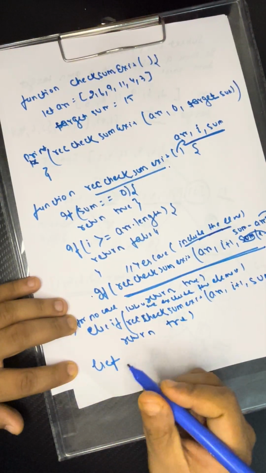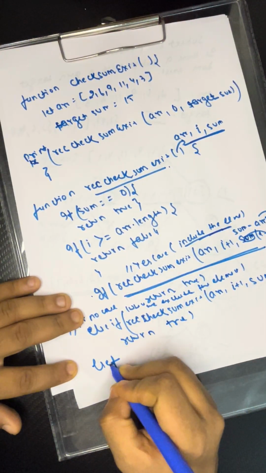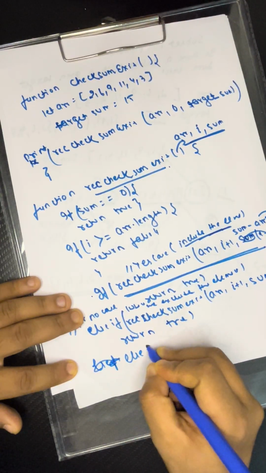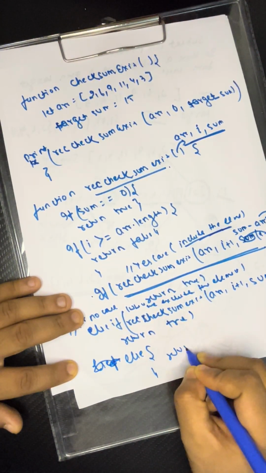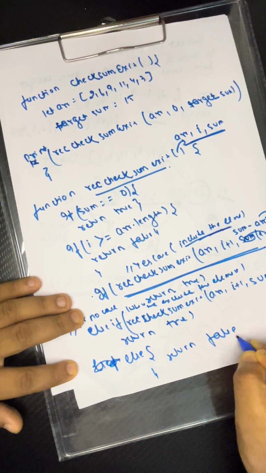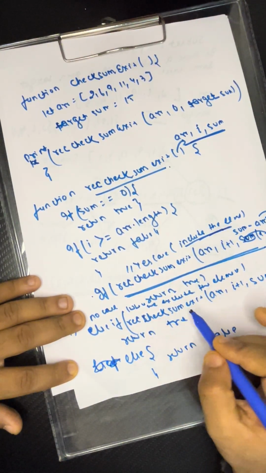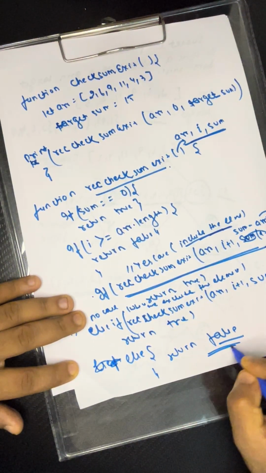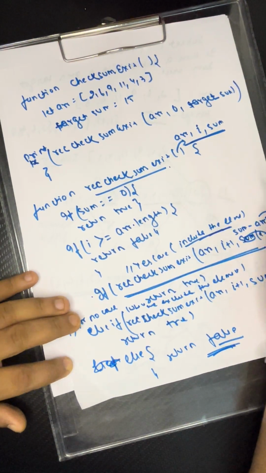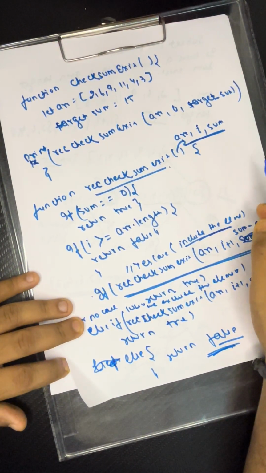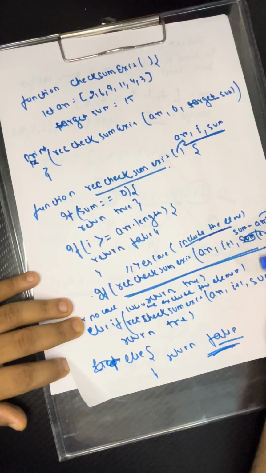Else, we return false. If this is not true, then we return false. So this is the code. This is not the optimized code. We can optimize this problem using memoization.